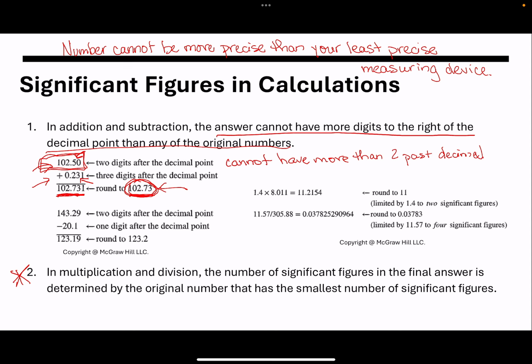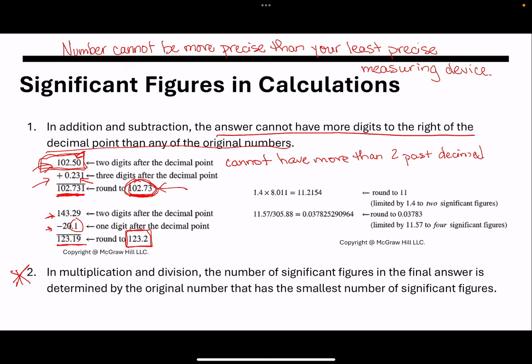Here on the next one, you see that we have 143.29, and then we have minus 20.1. So the second number only has one number after the decimal point. So even though when we do the math, we get 123.19, our final answer would have to be rounded to 123.2.